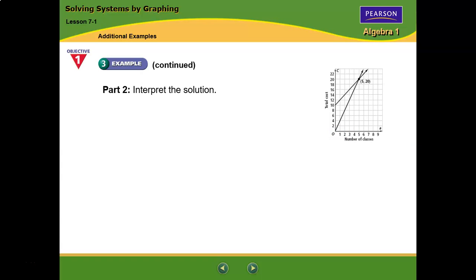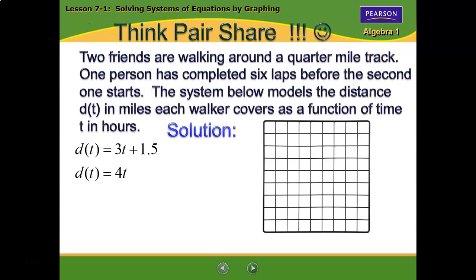Well, the second slide here is interpreting the solution, which we already did. We said that after 5 classes, both will cost the same. All right, 2 friends are walking around a quarter-mile track. Now, before we read any further, you guys probably know that if you walk around a quarter-mile track, or like football fields is a lot of times what you guys call it, that is 1/4 of a mile that you walked. And if you walk around it 4 times, you guessed it, you just walked 1 mile. Okay? So 2 friends are walking around a quarter-mile track.